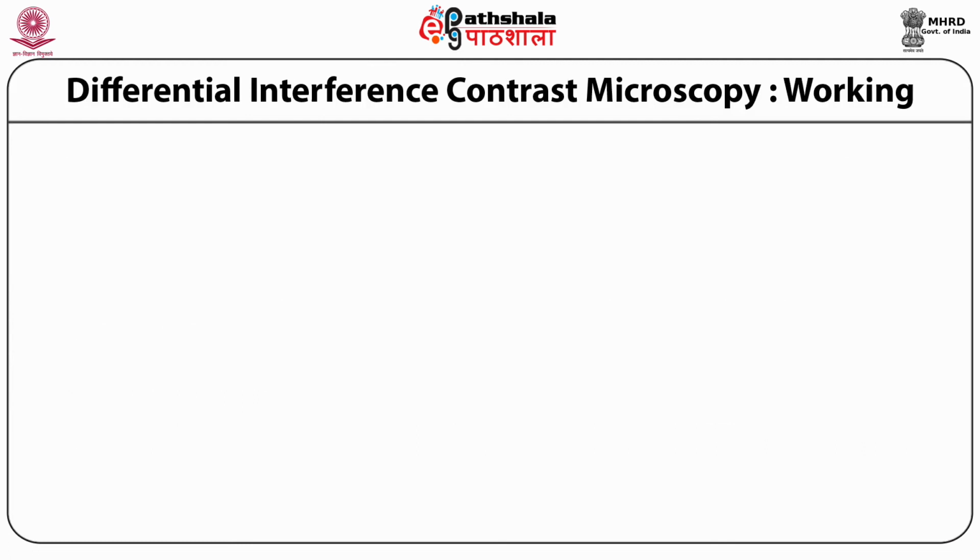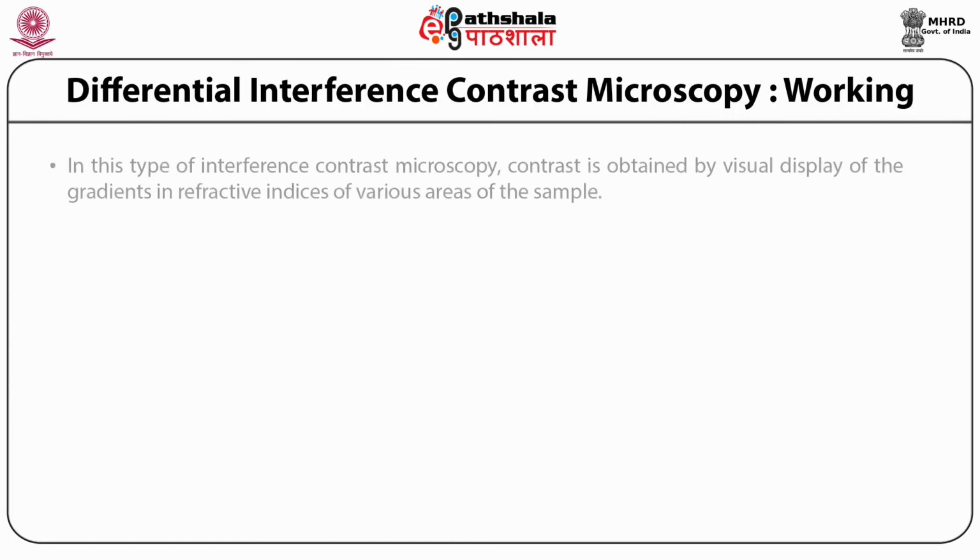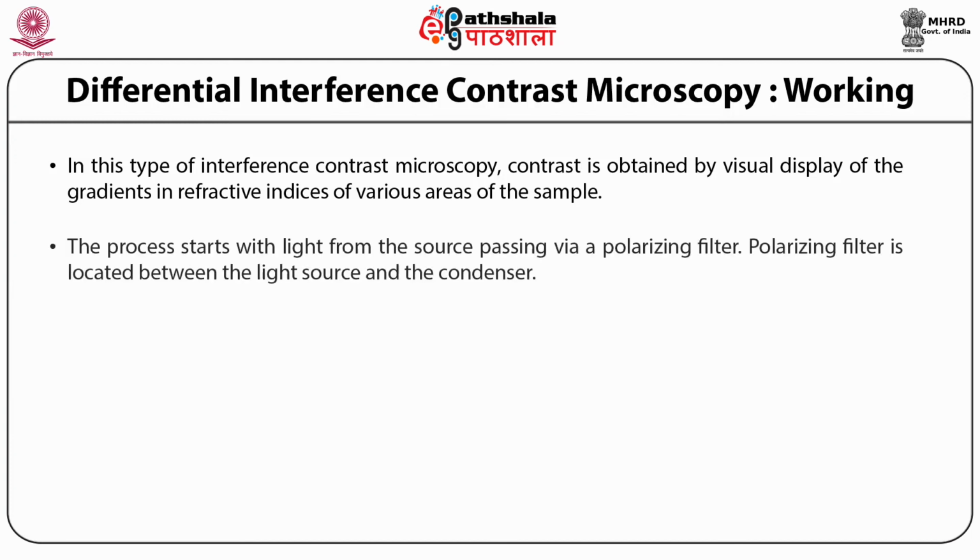Now, let us see the working. In this type of interference contrast microscopy, contrast is obtained by visual display of the gradients in refractive indices of various areas of the sample. The process starts with light from the source passing via a polarizing filter. The polarizing filter is located between the light source and the condenser.